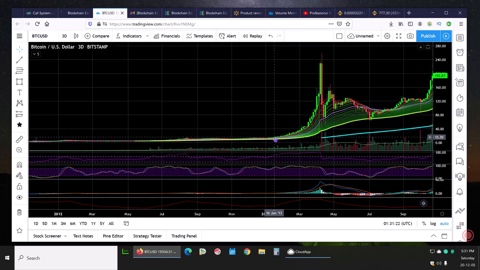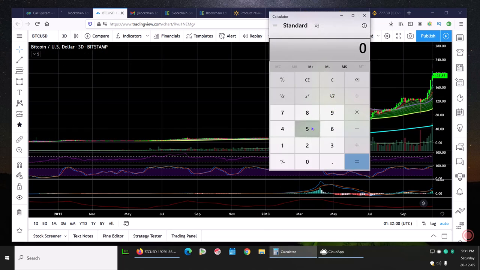January 2013. Then it went all the way up by April 2013 to $260, which was an incredible price increase in just 6 months. We're talking close to 2,000%. So, I mean, it's really a big deal. Sorry, we're talking about $12 to $260.